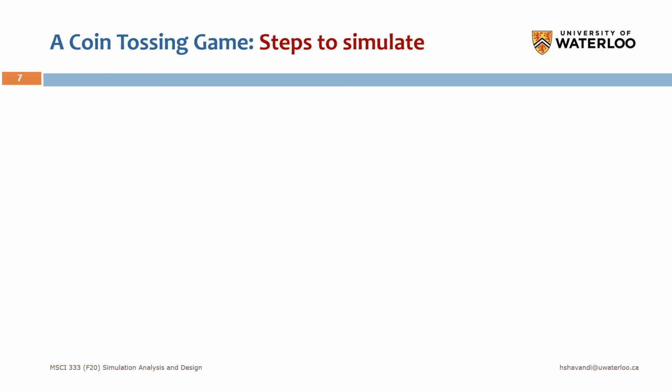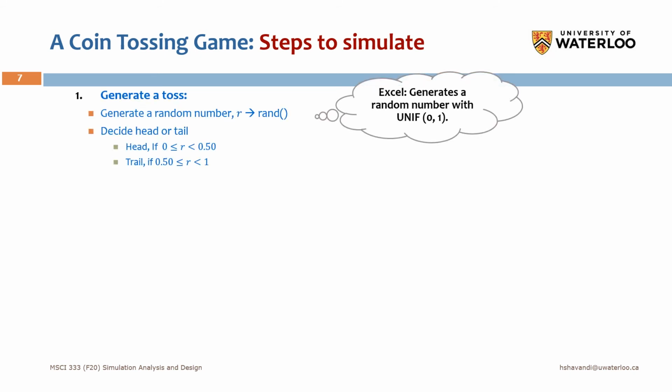So let's see how we are going to implement this game as a simulation model in Excel. The first step is to generate a toss. To do so, we can use the RAND function in Excel. The RAND function will generate a random number with uniform distribution between 0 and 1, so we can call this a random number generator.